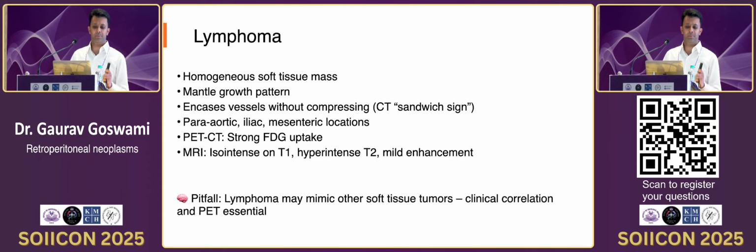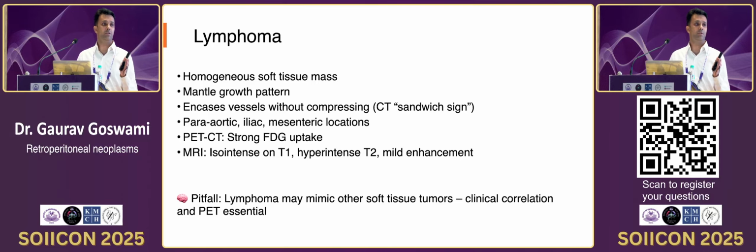Coming to the lymphoma, it is a homogeneous soft tissue mass-like lesion, and it shows a mantle growth pattern, encases the vessel. This is their characteristic. Encases the vessel without compressing. It is called the sandwich sign. Most of the time, the para-aortic, iliac and mesenteric locations are involved because of the lymph nodal spread. Always look for extranodal disease within the spleen and within the liver.